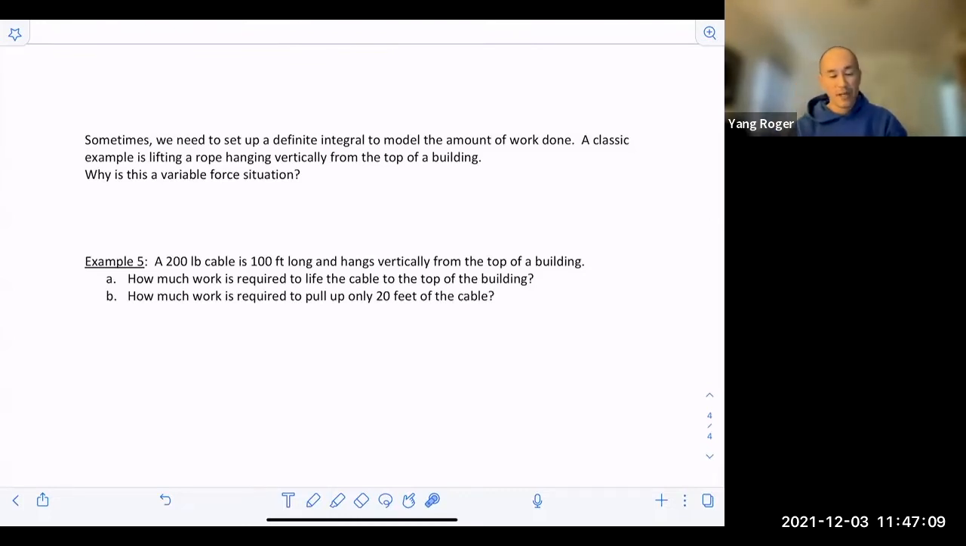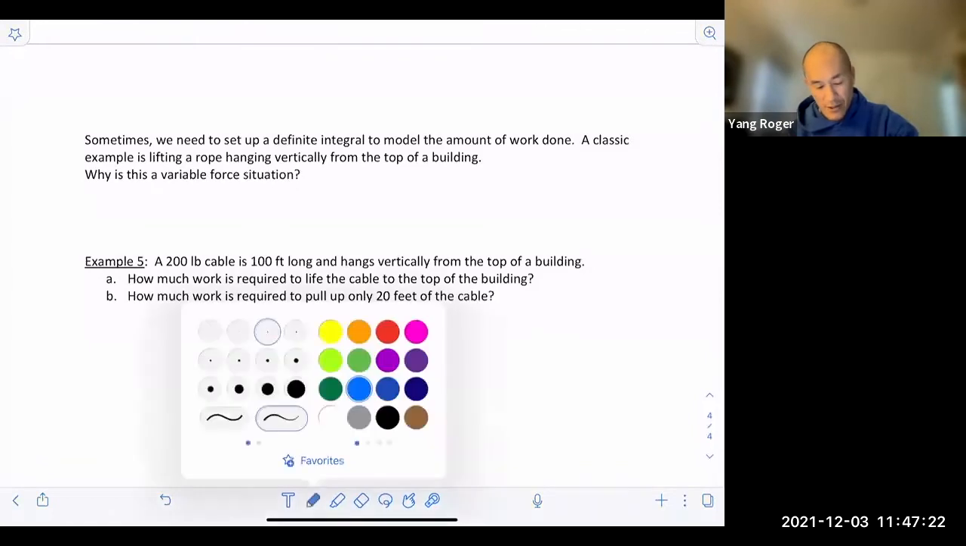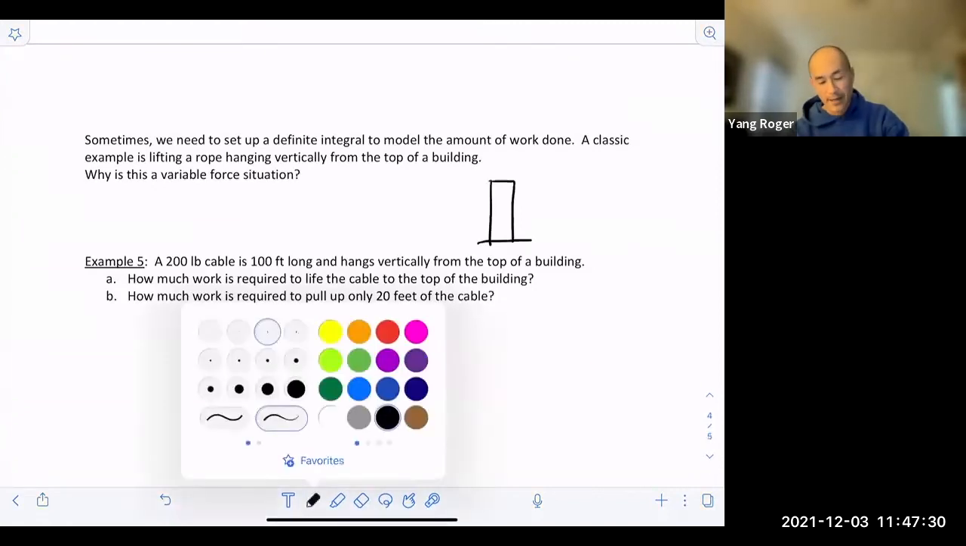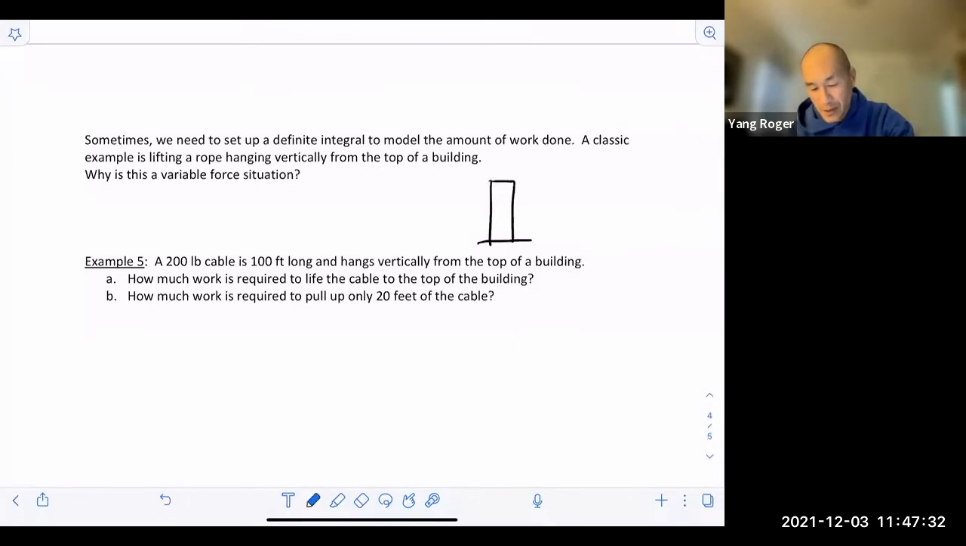I feel the need to draw a picture over here, but my space is horizontal. I have a vertical building, and I'm wondering if it's confusing if I try to reorient it horizontally. So maybe I'll draw it off to the side over here. So here's our building. And then here's our rope. Our rope is hanging over the side of the building like this.